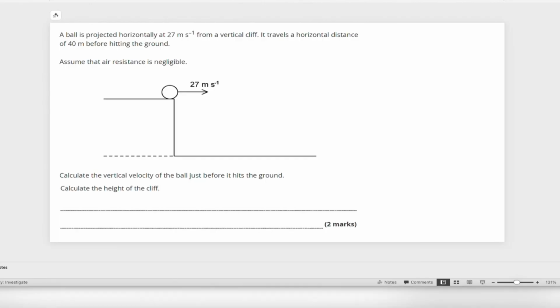A ball is projected horizontally at 27 meters per second from a vertical cliff. It travels a horizontal distance of 40 meters before hitting the ground. Assume that air resistance is negligible. So in the first part here, I'm going to number this question 1. We have to calculate the vertical velocity of the ball just before it hits the ground.